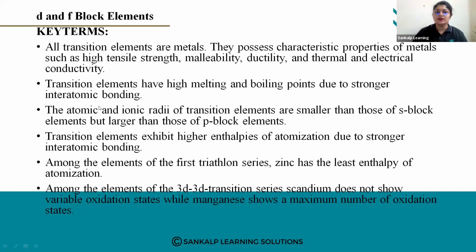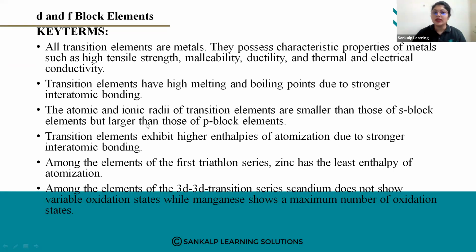Transition metals have high melting point and boiling point. Why? Due to the stronger interatomic bonding. What do you mean by interatomic bonding? The bond which is present between two atoms to hold them together is called the interatomic bonding. So it has a high melting and boiling point.